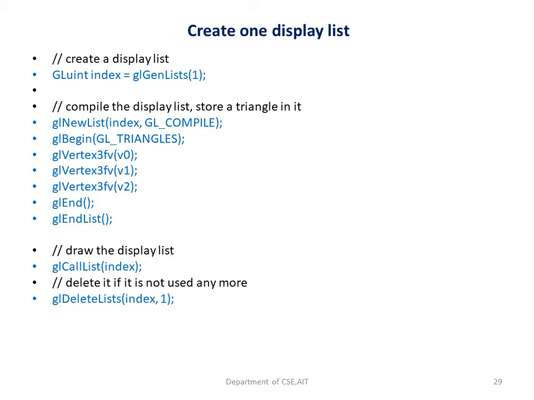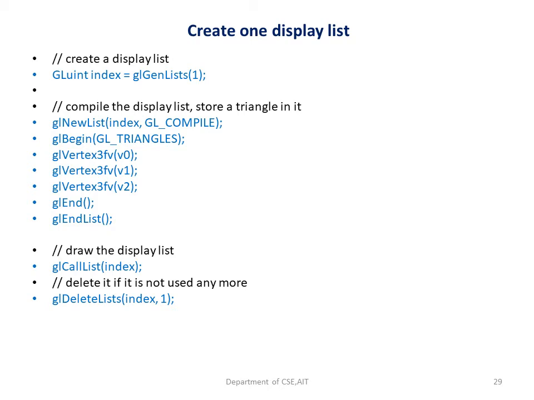Then I want to compile and I want to see the display list. Suppose I am writing code for drawing a triangle. Then I have to put the statements between glNewList and glEndList. As usual, by making use of glBegin and glEnd, we write the code for creating a triangle using the 3 vertices V0, V1 and V2. So they are encoded between glNewList and glEndList.